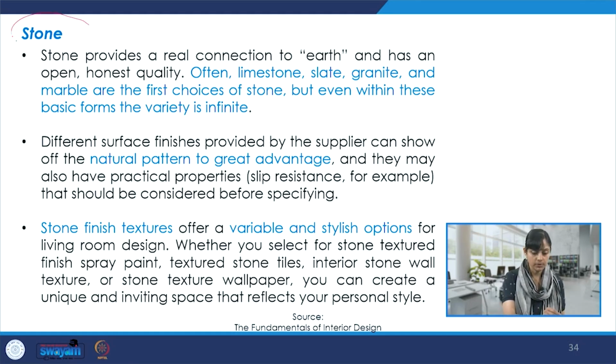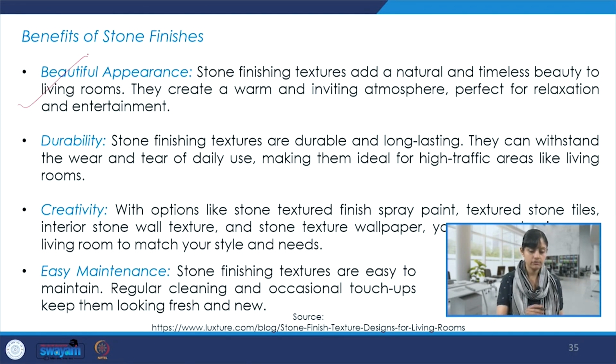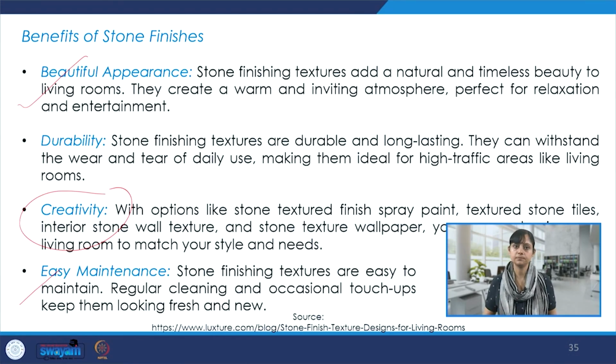Stone is, of course, a very, very popular material to achieve finishes, and we find natural stones to composite stones to completely artificial stones being used. But of course, natural stone has its own timelessness and they are still popular. So we often see limestone, slate, granite, marble as first choices of stone when we are trying to achieve certain finishes. And they have natural patterns, they have natural color pigments, and they add to the overall finish and texture. And the benefits are very beautiful and aesthetic appearance, strength, durability, creativity, easy maintenance. This is also discussed in quite detail in our lecture on stone.